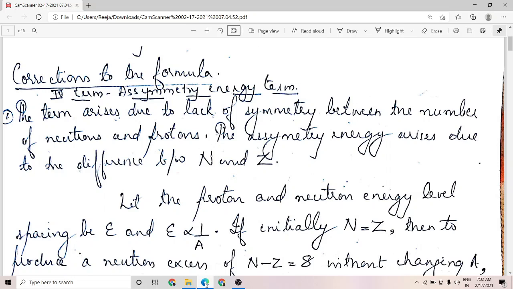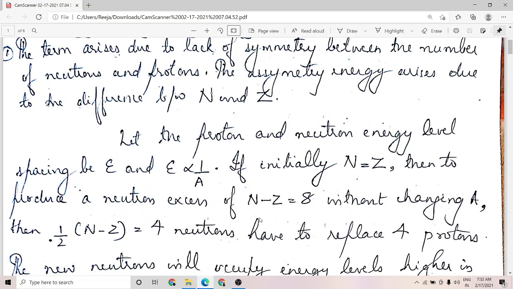Now, if the proton and neutron energy level spacing is epsilon, then epsilon is proportional to 1 by A. That is, the nuclear energy level spacing is inversely proportional to the mass number. As the number of nucleons in the nucleus increases, the nuclear energy level spacing decreases.